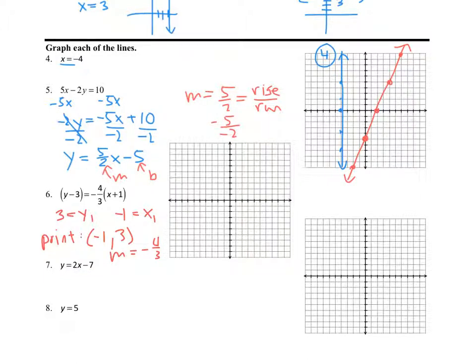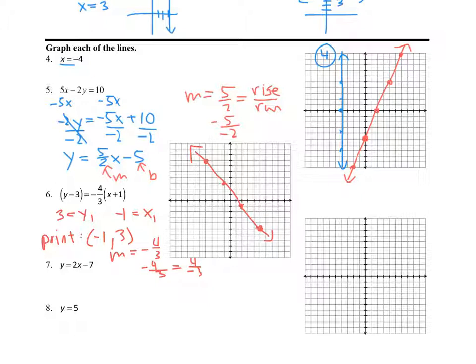So what I can do is start at the point negative 1, 3, plot that point, and then use my slope of negative 4/3 to plot some more points. And I can think of this as negative 4 over positive 3 or positive 4 over negative 3. So I could go down 4, right 3, down 4, right 3. I could also go up 4 and left 3. And once I have a few points, I connect them, and there's my line.